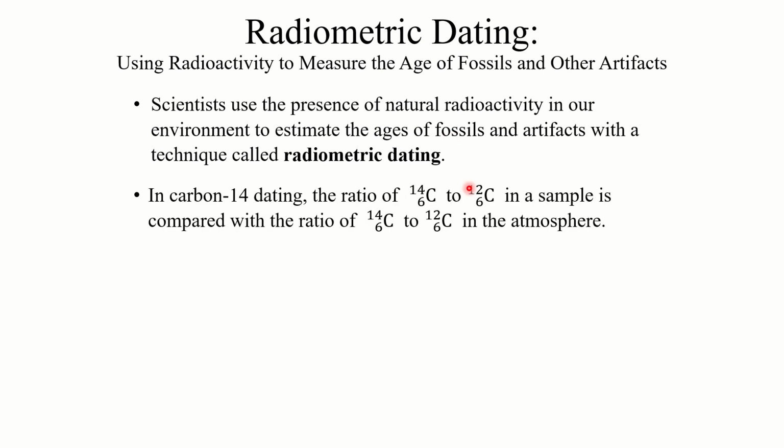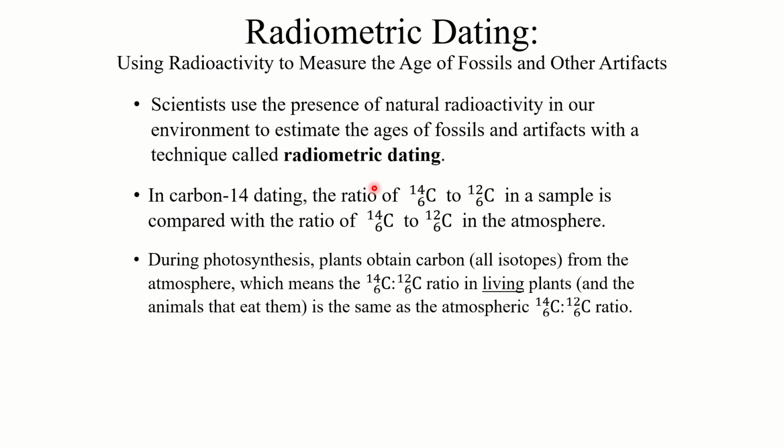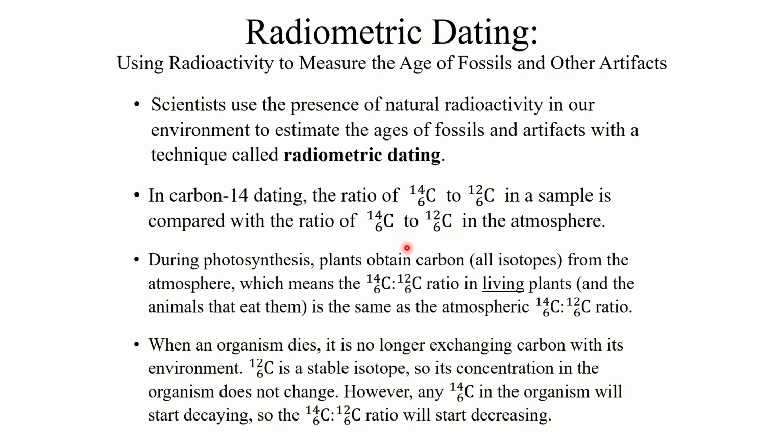In carbon-14 dating, the ratio of carbon-14 to carbon-12 in a sample is compared with the ratio of carbon-14 to carbon-12 in the atmosphere. During photosynthesis, plants obtain carbon, all isotopes, from the atmosphere, which means that the carbon-14 to carbon-12 ratio in living plants is the same as the atmospheric ratio. However, when an organism dies, it is no longer exchanging carbon with its environment. Carbon-12 is a stable isotope, so its concentration will not change.